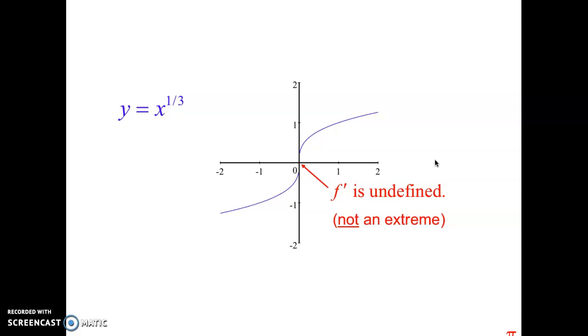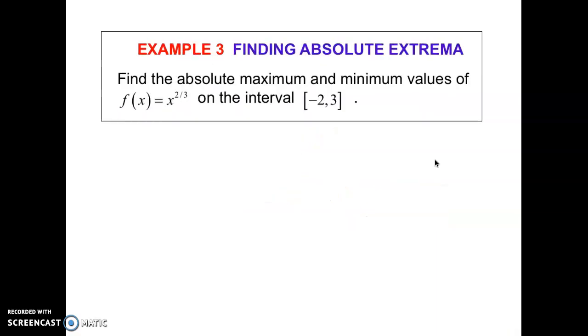the curve an extreme. However, if I have an extreme, they are going to occur either at critical points or at endpoints. So how do I find the absolute extremes of a function? Now this came from your textbook. This is a textbook example. If I said to you, find the absolute maximum and absolute minimum values of f of x equals x to the 2/3 on the closed interval from -2 to 3.